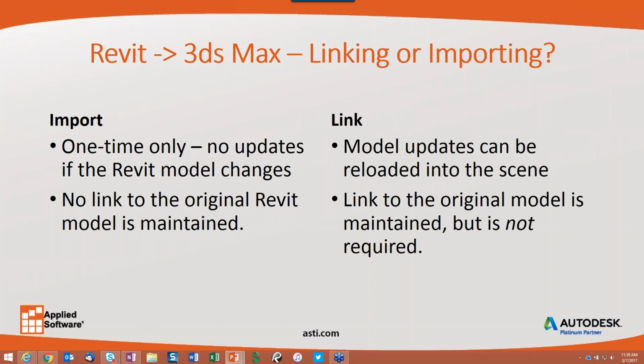If you link the model and changes occur later in Revit, the model can be updated if desired, but it is not an automatic update. You have complete control in 3ds Max as to when the model gets updated, if at all. Additionally, if the original model is deleted or moved, the geometry in 3ds Max will still be present. It will just not be able to be updated until the link is reestablished.